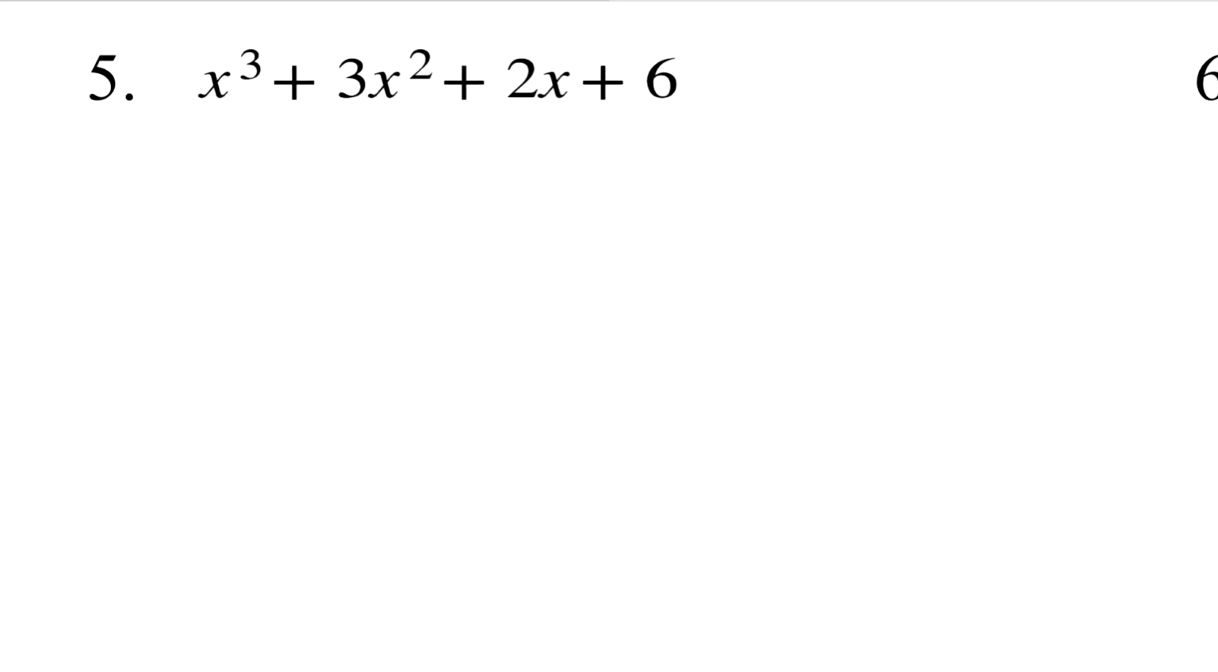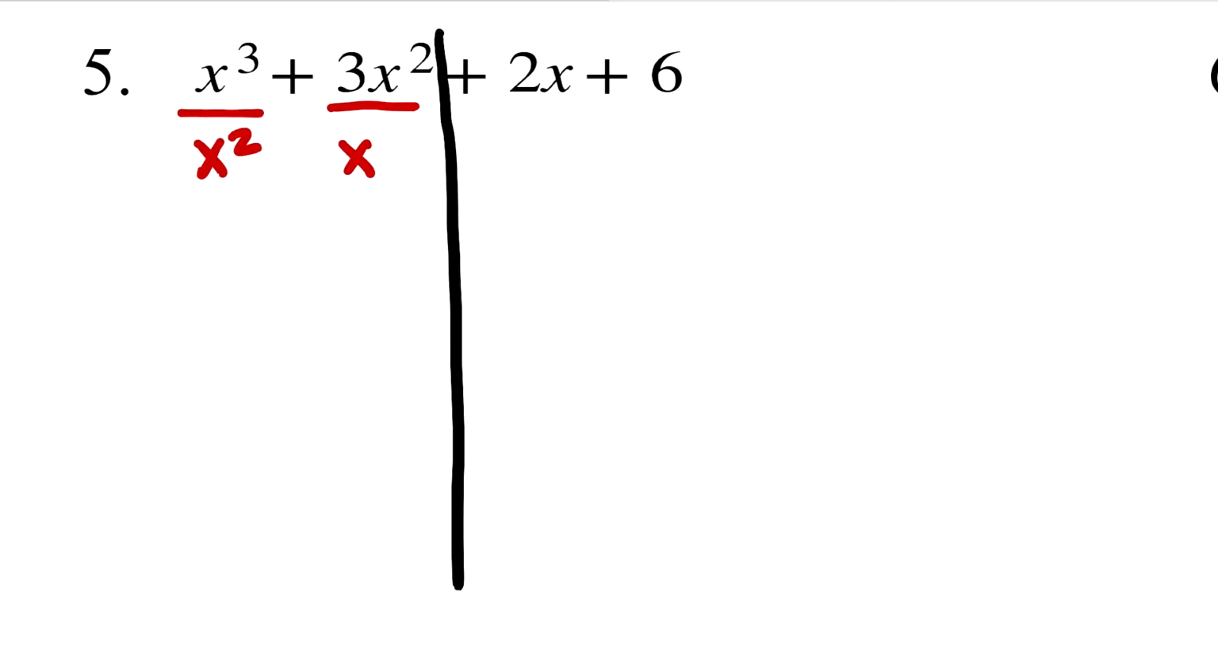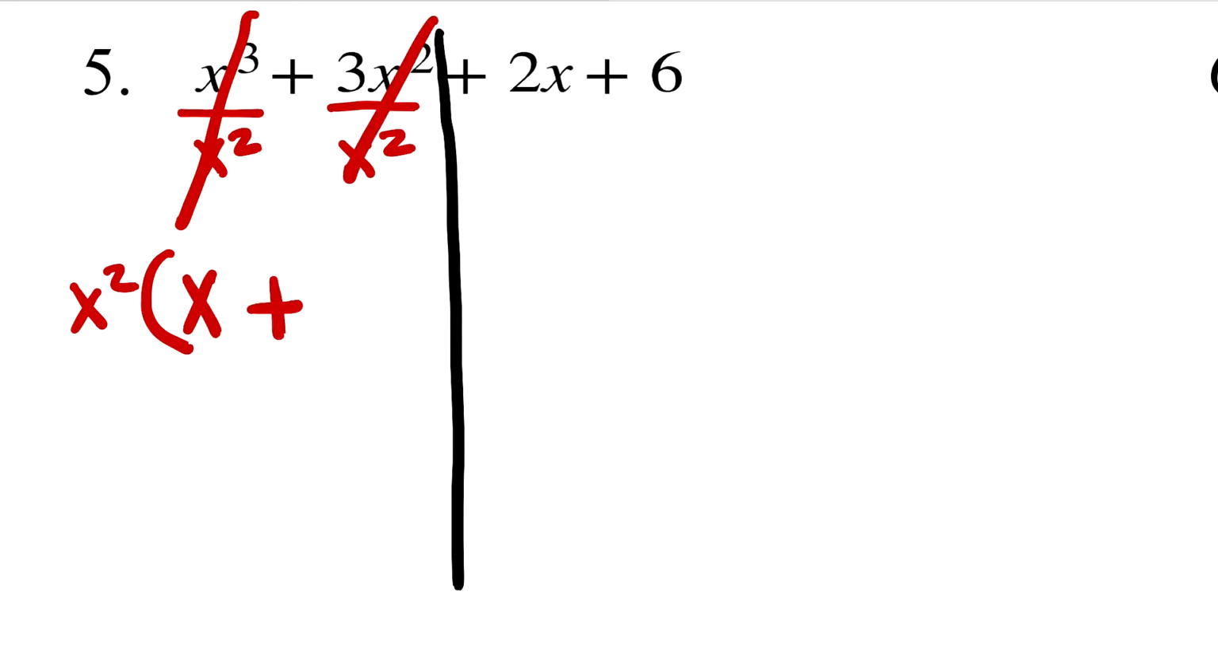It's also a 4-term problem, so we factor by grouping. How do we start? Draw a middle line that splits the first 2 terms and the last 2 terms. What do the first 2 terms have in common? They have an x squared. Take out an x squared. If you take out the x squared, you're left with x and 3.